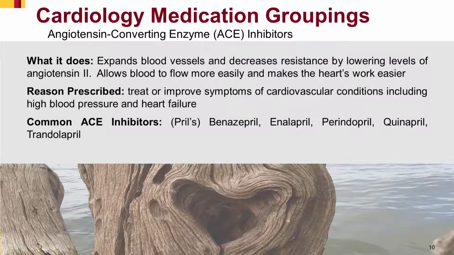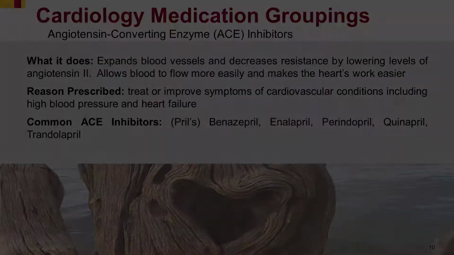ACE inhibitors are another really common group of medications. It stands for angiotensin converting enzyme. And what that does is expand blood vessels to decrease resistance by lowering levels of angiotensin II. So what this does is allow blood to flow more easily and make the heart's work easier. The reason that it's prescribed is for high blood pressure or patients that have heart failure. These are your prils: benazepril, captopril, trandolapril, that PRIL, those are this grouping of ACE inhibitors.